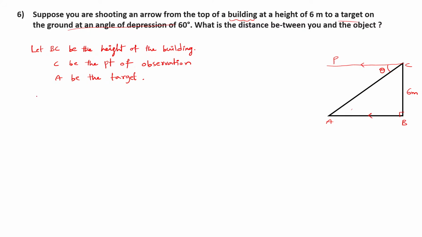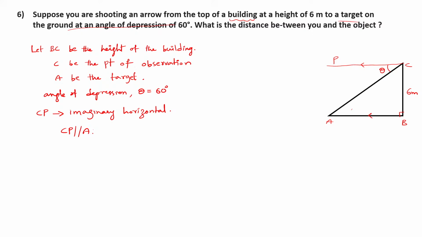Now, since the target is on the ground, we have the angle of depression. So theta is equal to 60 degrees. Now we need to draw an imaginary horizontal, that is CP, which is the imaginary horizontal. Very important. Now, since line CP is parallel to line AB, which one is the transversal here? AC is the transversal.